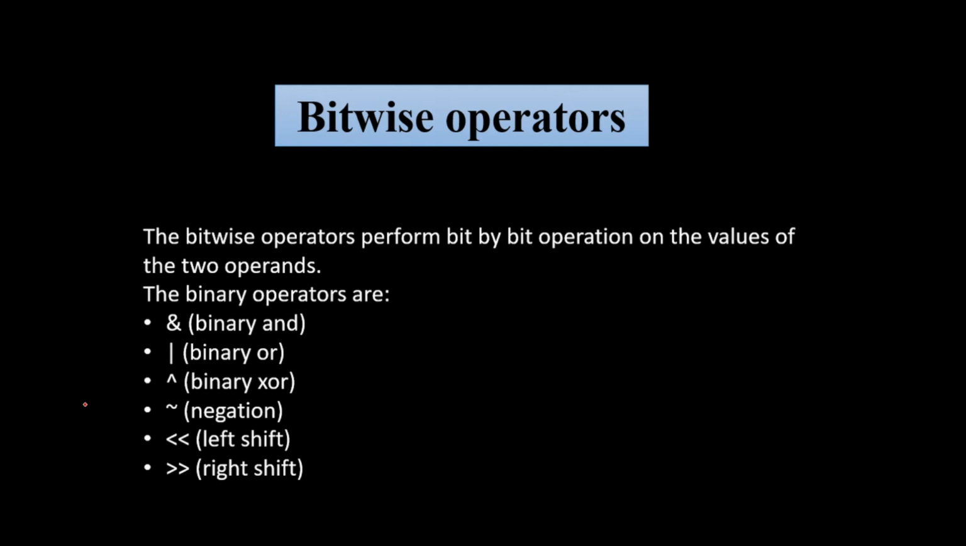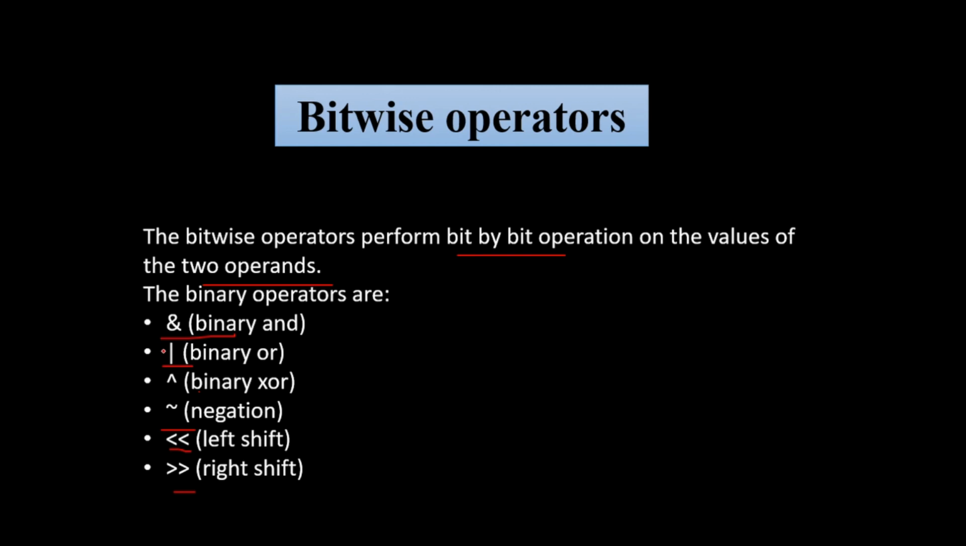Now the last operator in Python is bitwise operators. The bitwise operators perform bit by bit operation on the values of two operands. So now there are binary operators as binary AND, binary OR, binary XOR, negation, left shift and right shift. So let's see what the functions are.